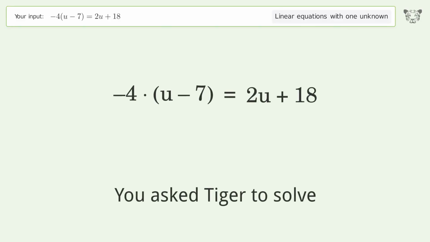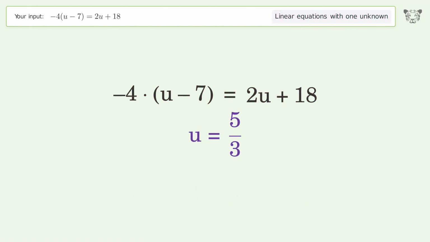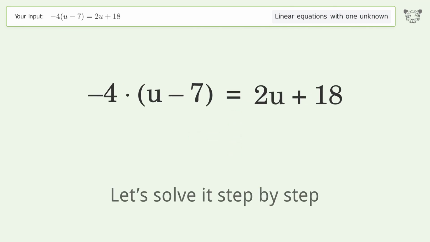You ask Tiger to solve. This deals with linear equations with one unknown. The final result is u equals 5/3. Let's solve it step by step.